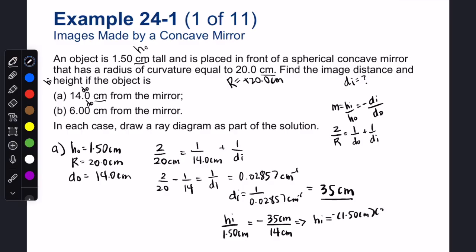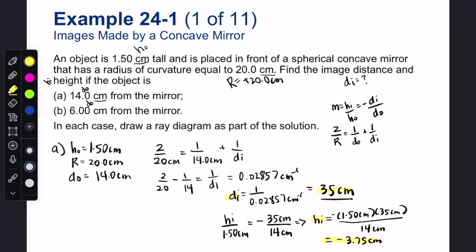Negative. And we get 3.75, negative. So the image is inverted, isn't it? It's upside down because its height is negative. So the image is inverted and it's located 35 centimeters from the mirror.